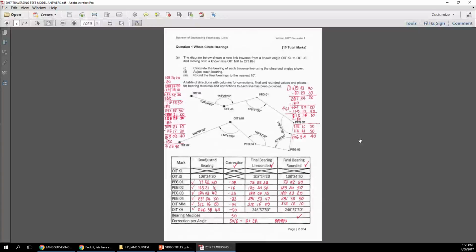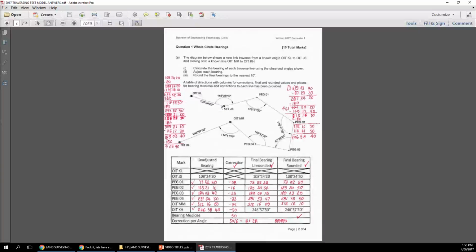As a general rule, this question was quite well done, provided that people were careful and they moved through it and got the bearings right. There was a couple of little tricky businesses. First up, this one here, where you can see you're adding in the clockwise direction. So that one, the 145 was added. Some people subtracted that. It should have been added.